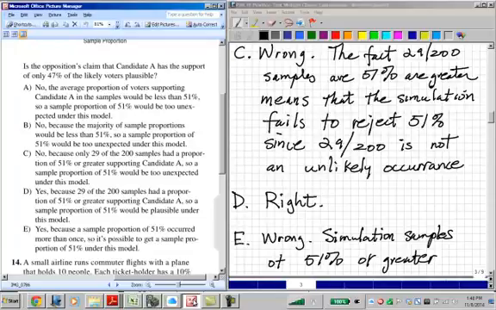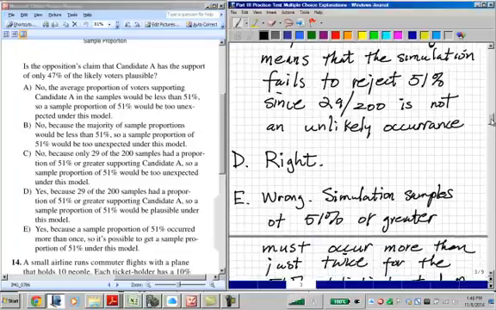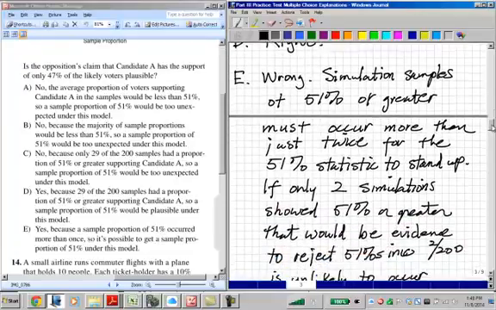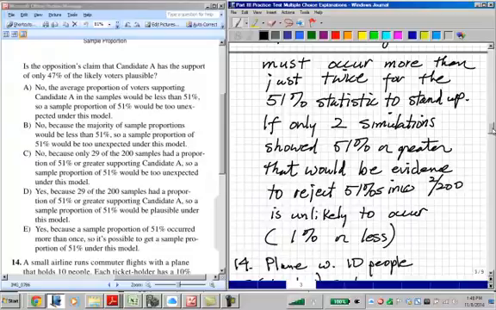Okay, now this is interesting. It's implausible, yes, because a sample proportion of 51% occurred more than once. So it's possible to get a sample proportion of 51% in this model. That's wrong. Simulation samples of 51% or greater must occur more than just twice for the 51% statistic to stand up. If only 2 simulations showed 51% or greater, that would be evidence to reject 51%, since 2 out of 200, or 1%, is unlikely to occur randomly.